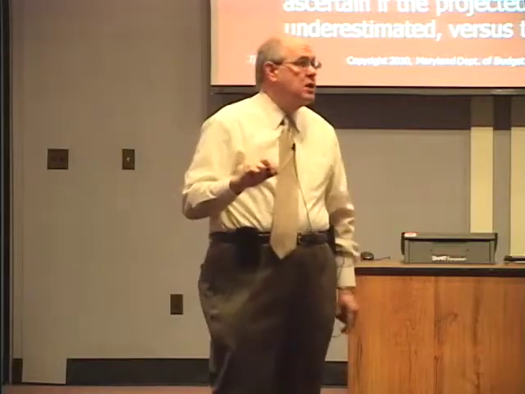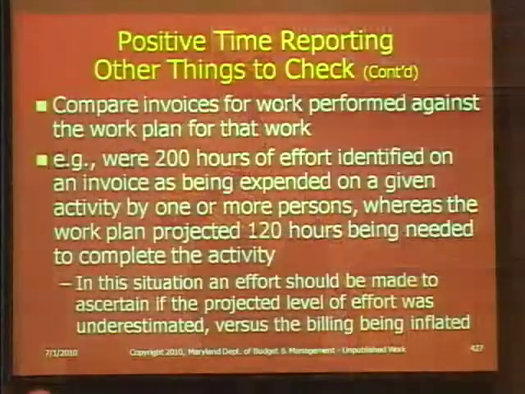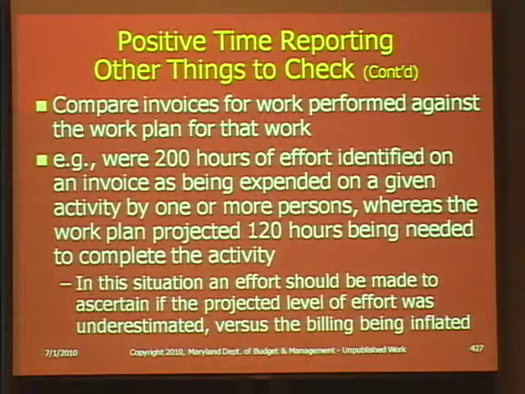Still on other things to check, compare invoices for work performed against the work plan for that work. From another aspect, if they bill for 200 hours for a given activity, and you go to the work breakdown structure, which says 120 hours should be what is expected to be devoted for this activity, then you would naturally go back to the vendor and say, why did you bill me 200 hours for something that you expected to take 120 hours?